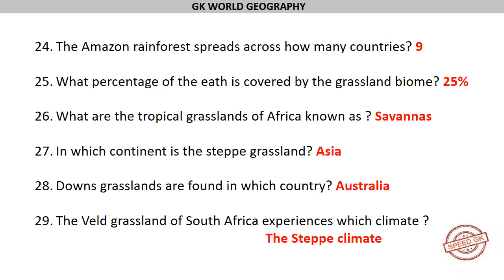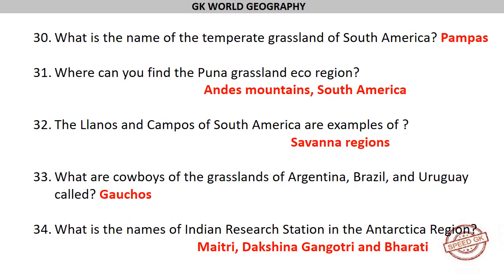What percentage of the Earth is covered by the grassland biome? 25%. What are the tropical grasslands of Africa known as? Savannas. In which continent is the steppe grassland? Asia. Downs grasslands are found in which country? Australia. The veld grassland of South Africa experiences which climate? The steppe climate. What is the name of the temperate grassland of South America? Pampas.